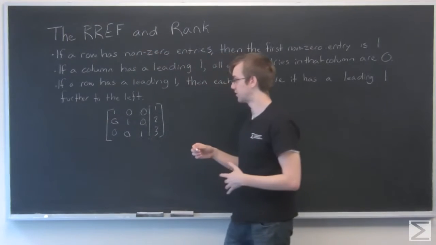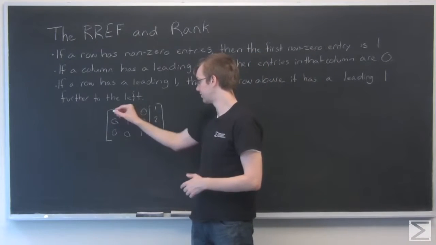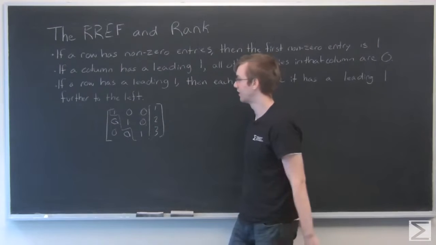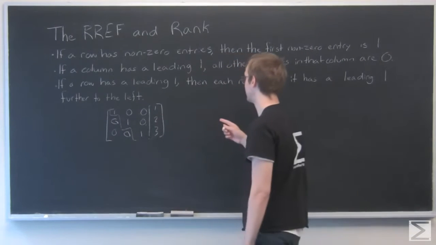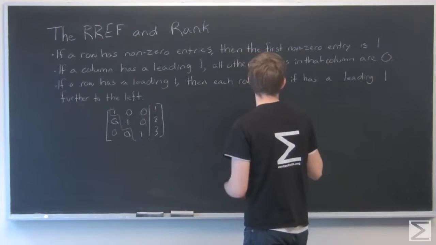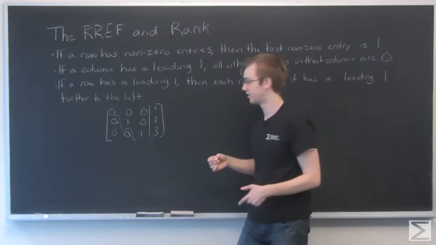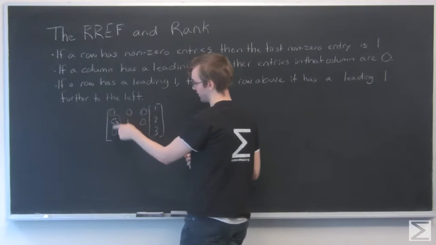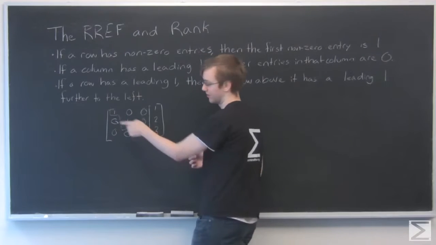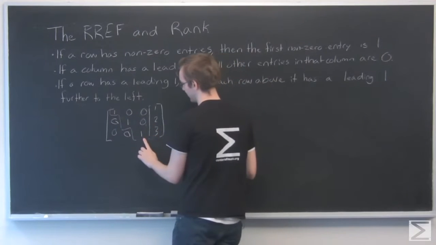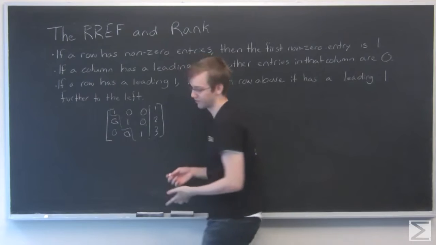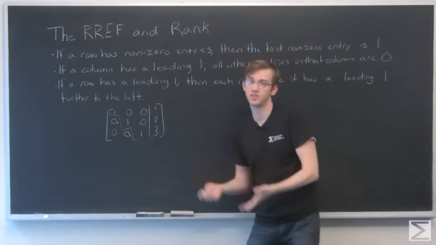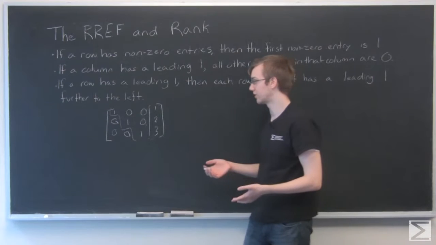And just to reinforce this idea of a staircase, which is where the word echelon comes from, by the way, if a row has a leading 1, then each row above it has a leading 1 further to the left. That's just saying we got a 1, we can't have any 1s below it, the 1s have to be further to the right. For this one, the 1s have to be further to the left. So this is what the ideal RREF will look like.